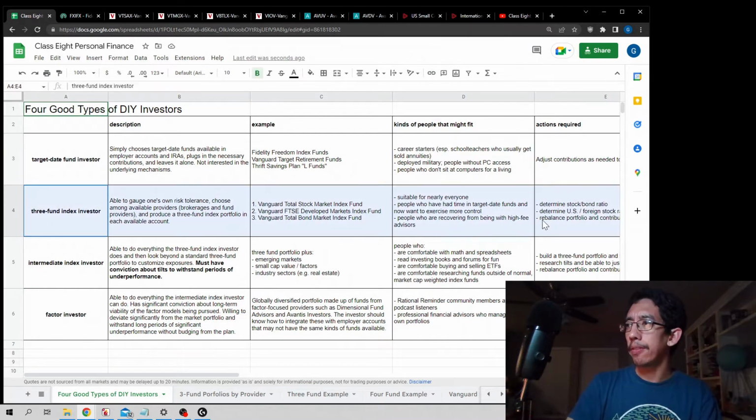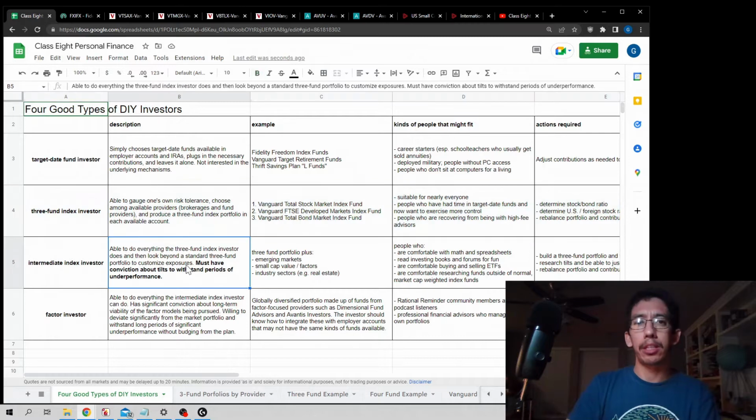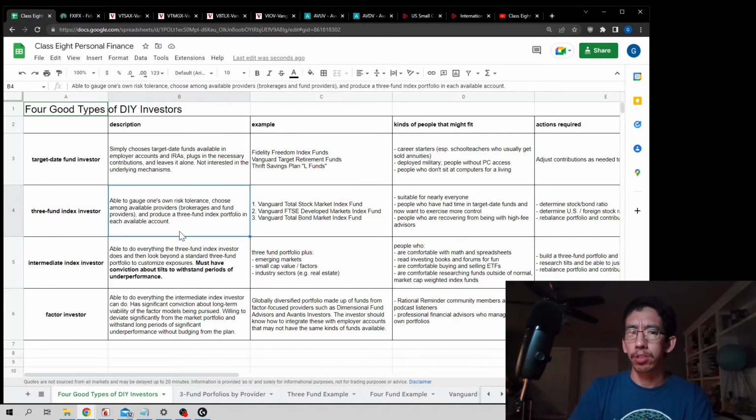Next type of DIY investor in this row is the three fund index investor. So we're going to talk about how to construct a three fund portfolio really fast here. A three fund index investor is able to gauge one's own risk tolerance, choose among available providers, that is, brokerages and fund providers, and produce a three fund index portfolio in each available account.